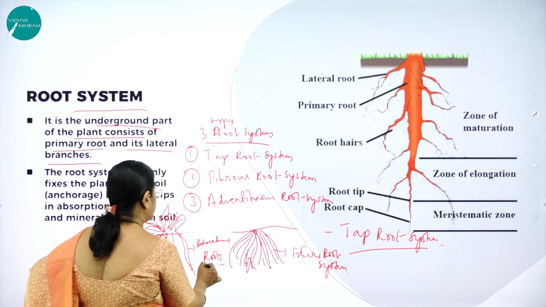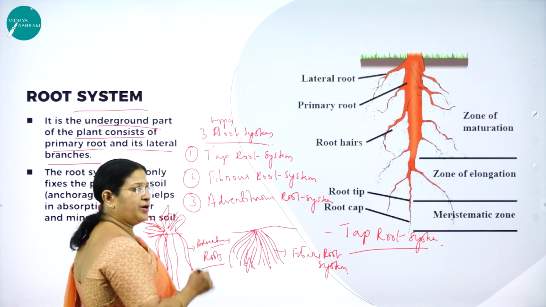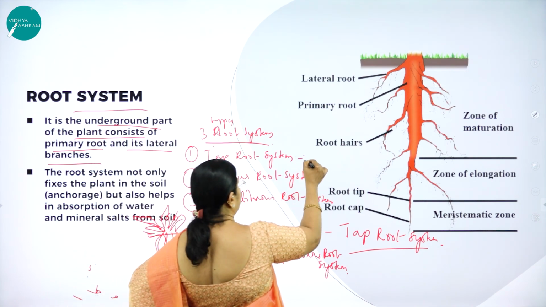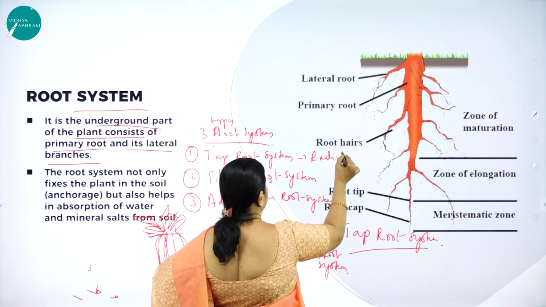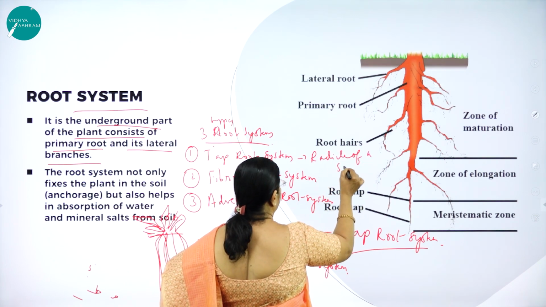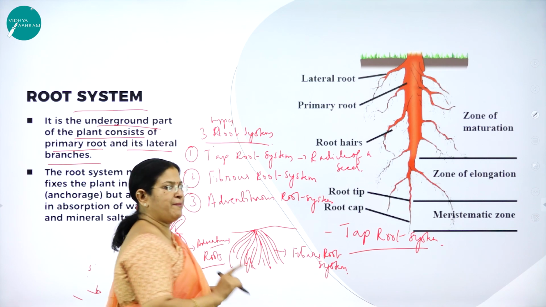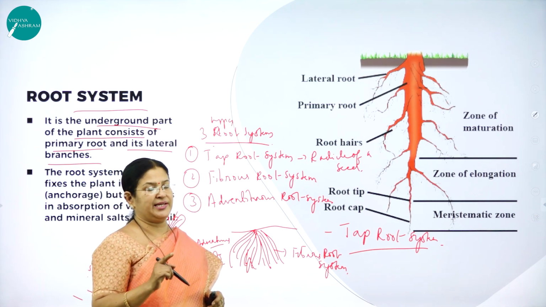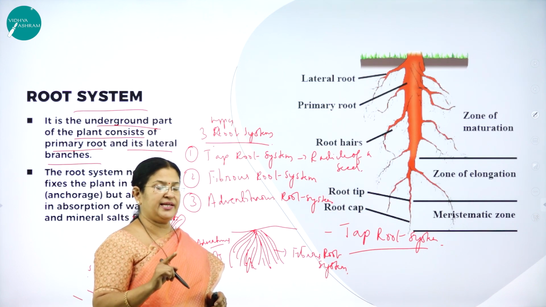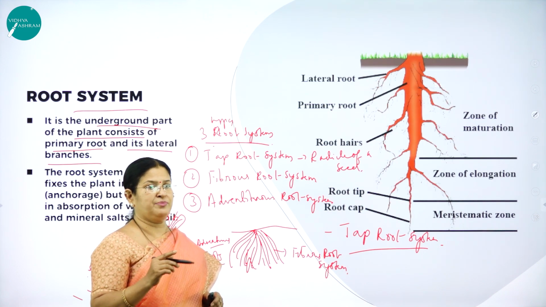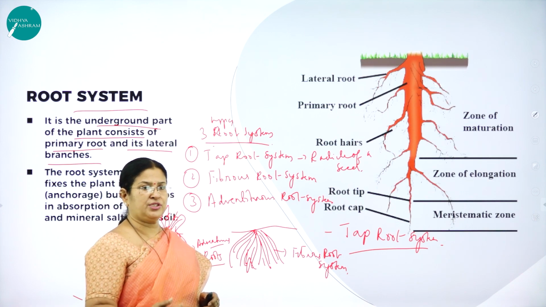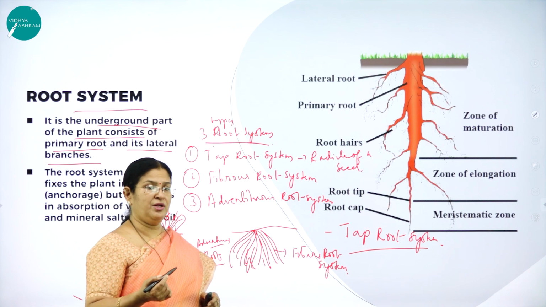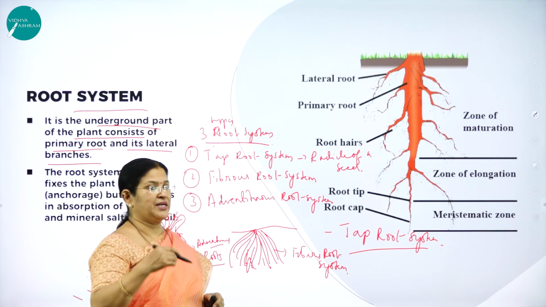What do you mean by taproot system? A taproot system always develops from the radicle of a seed. As I said, the radicle present in the seed develops into the root system, the part which is going to grow below the soil. And the seed has one more part called the plumule, which develops into the shoot system. That is the next part of it.